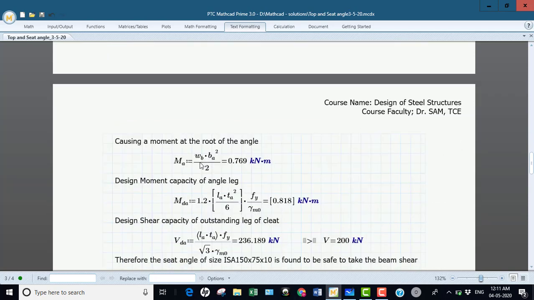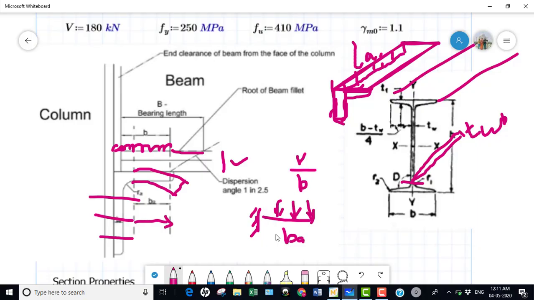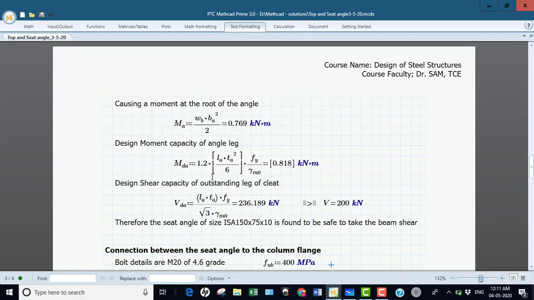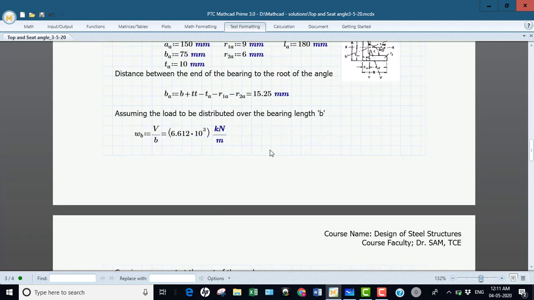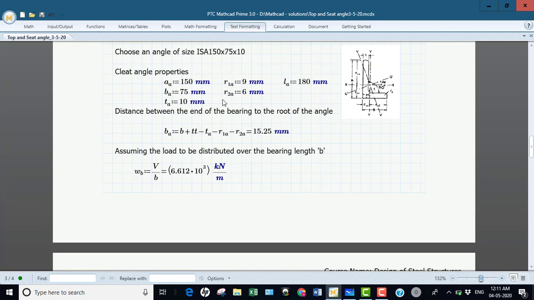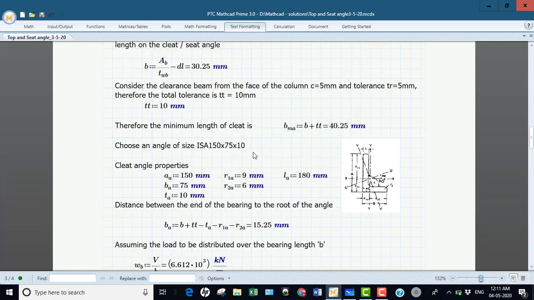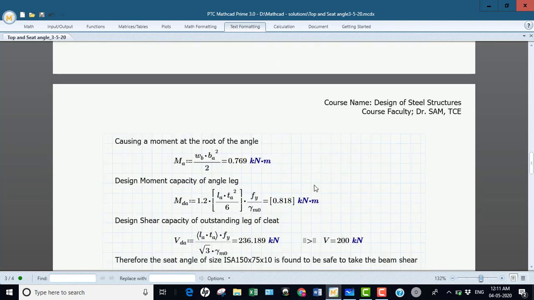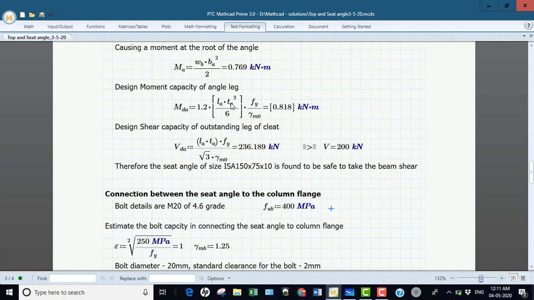Taking that as a UDL, I calculate the cantilever moment, as I explained here, at this end, because this cantilever length is BA. So here I calculate the moment on the outstand length. Now I am going for the calculation of the capacity of the outstand. I am going for an LA of a certain length; see here, I already decided, because I know the breadth of the beam flange is 165, I'm going a little beyond that value. So here I'm taking the length of the seat angle as 180 mm, with the length and the thickness.